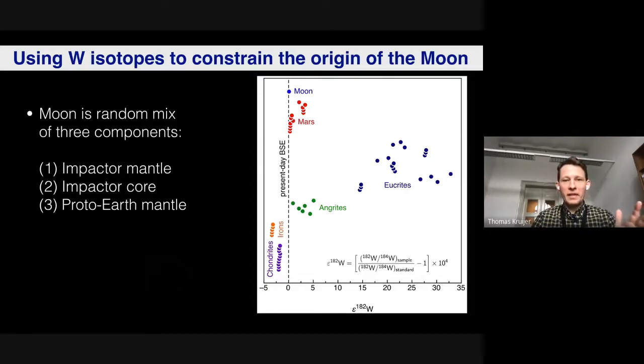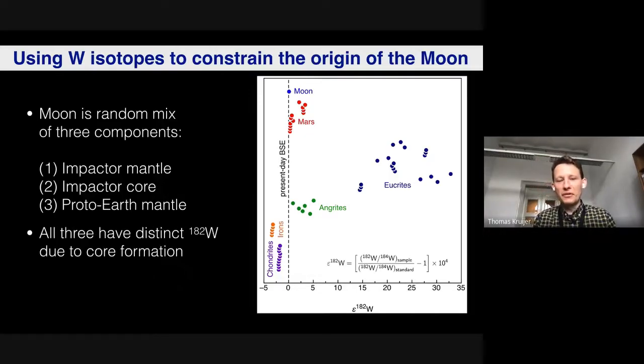So what you can also consider is that in this classical giant impact scenario, the moon must have been a random mix of about three components, consisting of impactor mantle, impactor core, and proto-Earth mantle. And each of these components have distinct 182 tungsten composition due to core formation. Now, these components, as I said, were randomly mixed during the giant impact.